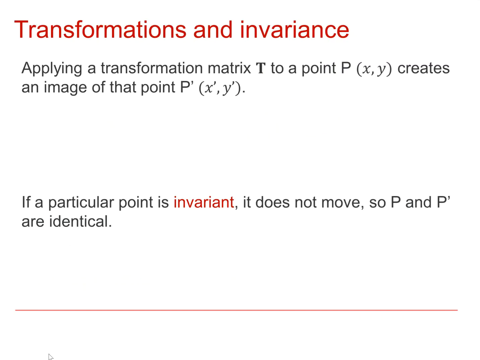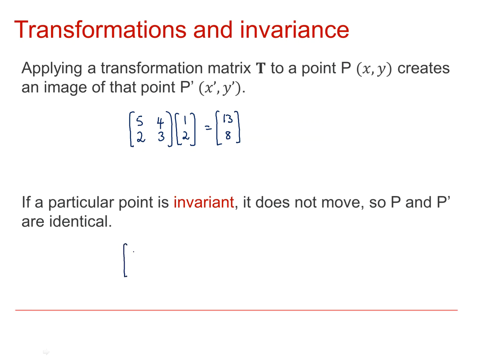When we apply a transformation matrix to a point, it creates an image of that point. For example, if we take the matrix 5, 2, 4, 3 and apply it to the point 1, 2, doing the multiplication we get 5 plus 8 is 13, 2 plus 6 is 8. So the point 1, 2 is mapped to the point 13, 8.